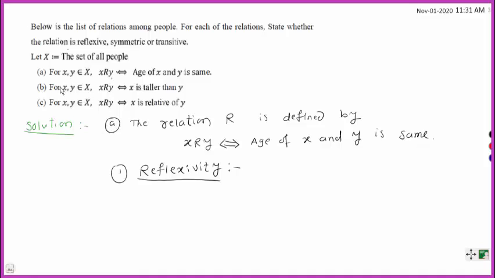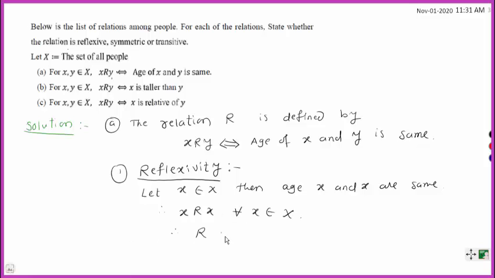Here, number 1A, the relation R is defined by x is R related to y if and only if age of x and y is same. Reflexivity: let x belongs to X. Then age of x and age of x are same. So x is R related to x, because age of x and x are same, and this holds for all x belongs to X. Therefore R is reflexive.